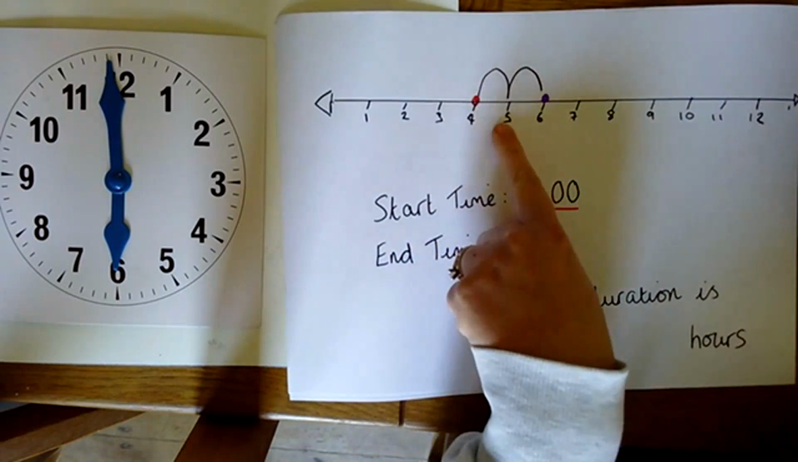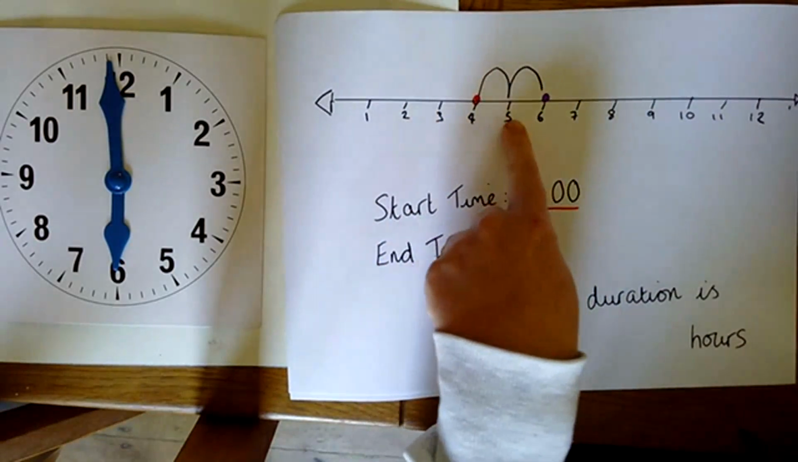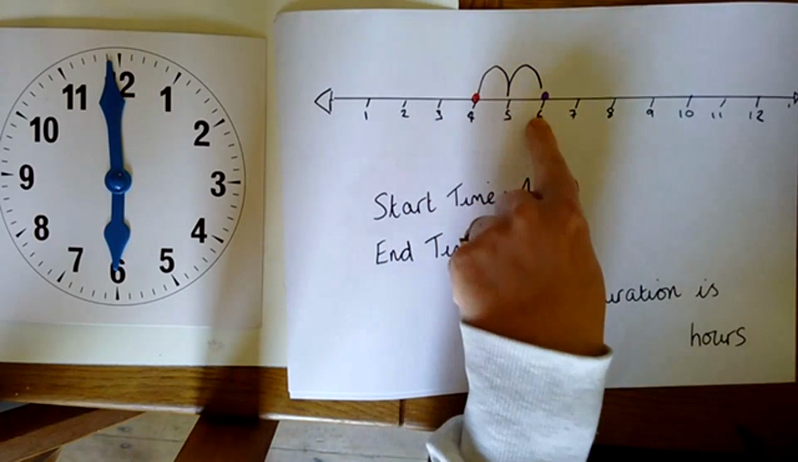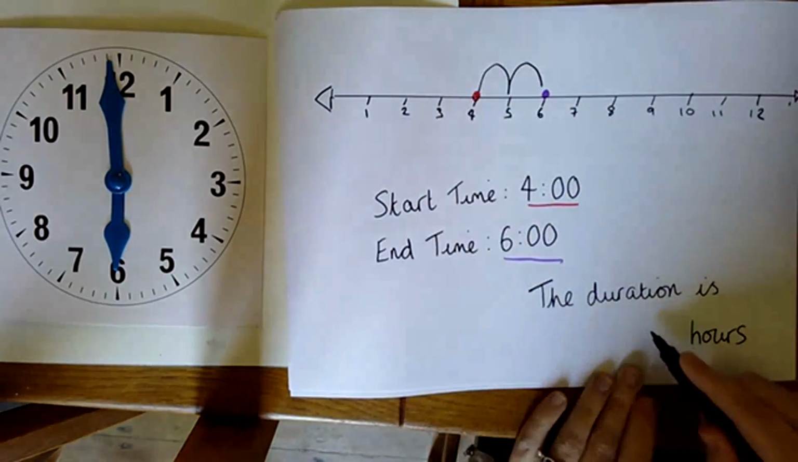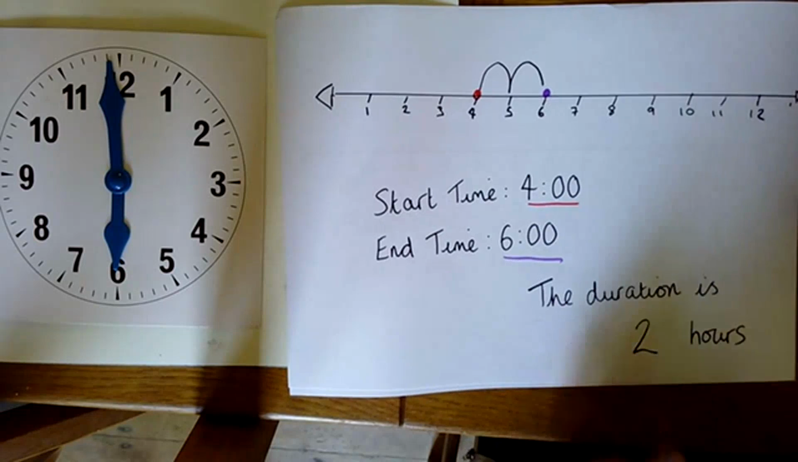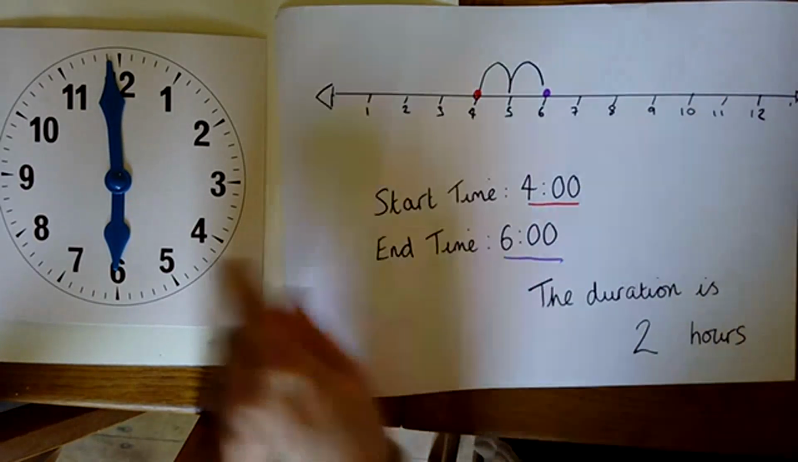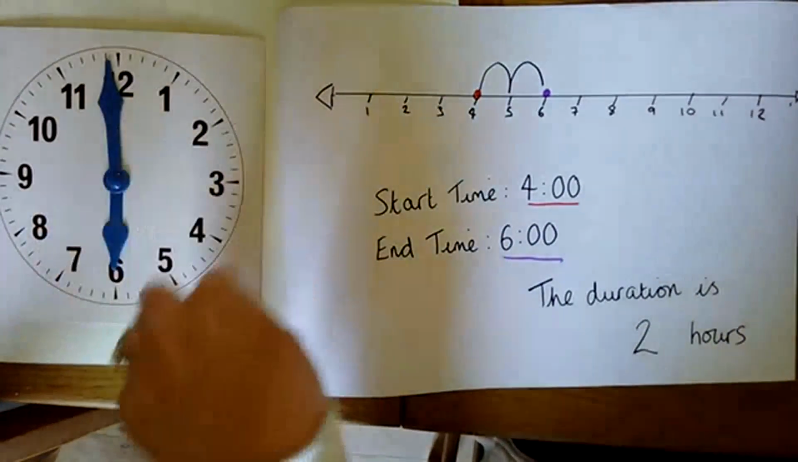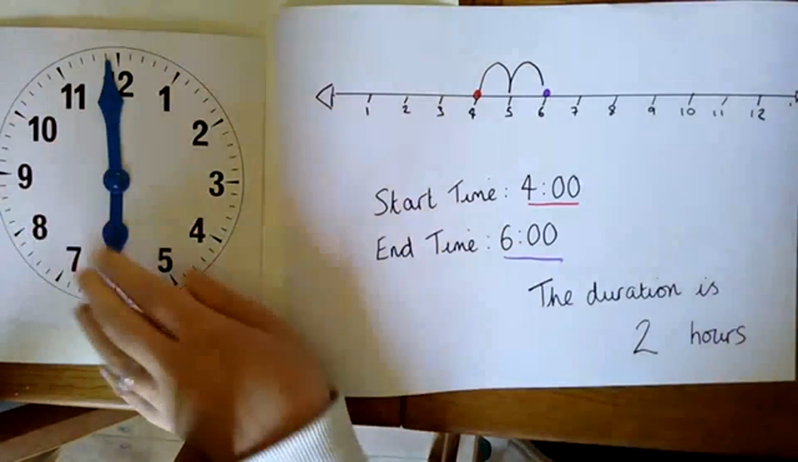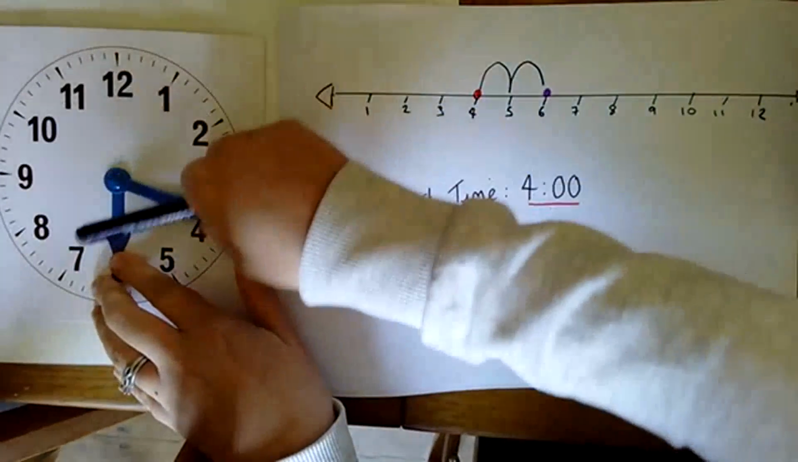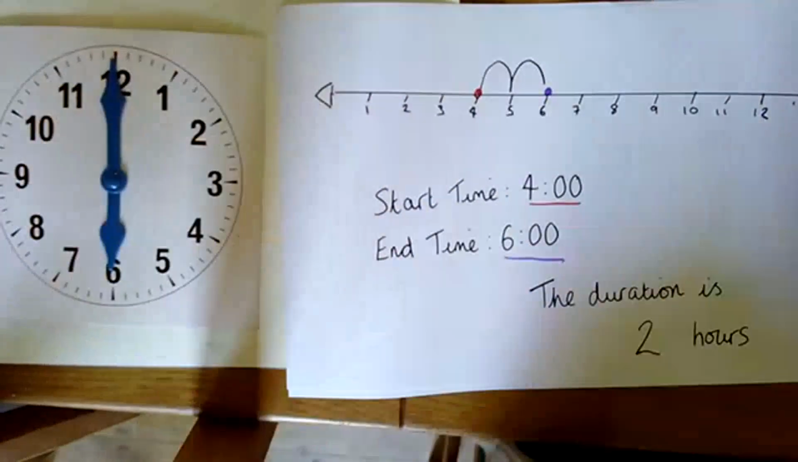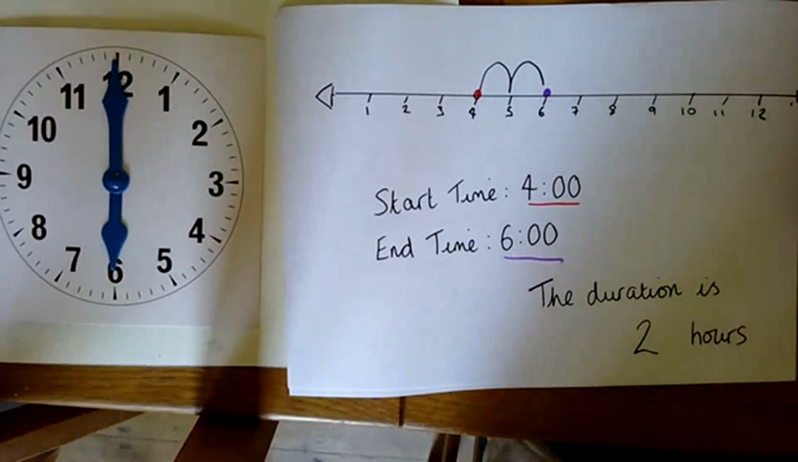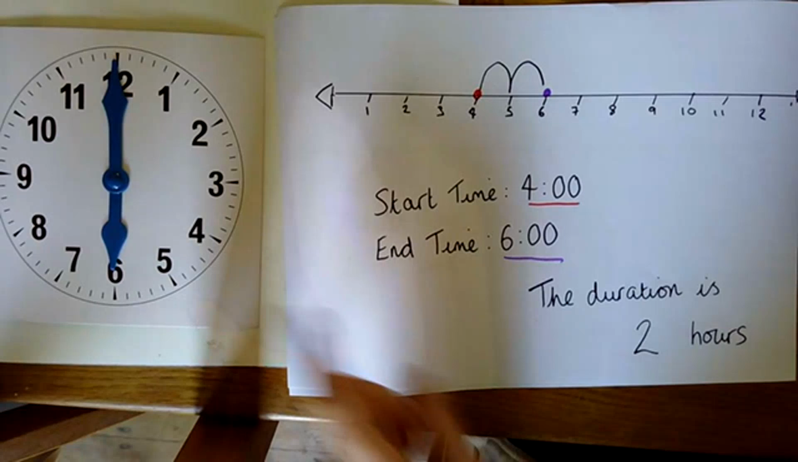4 till 5. 4 till 5 is 1 hour. 5 till 6 is another hour, which means I've jumped 1, 2. So my duration here is 2 hours. And you saw on my clock, we did 2 rotations. So remember, our minute hand went round the clock twice, which means the duration was 2 hours because it went round 60 minutes twice.